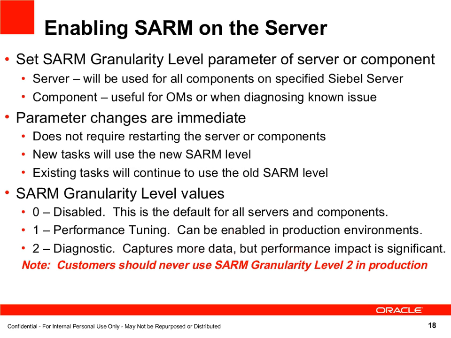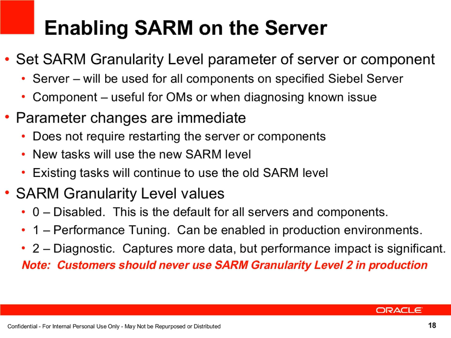Now, I mentioned before that SARM data has to be turned on. You have to enable SARM in order to make it begin collecting data. And the way that we do that is through a single parameter called SARM granularity level. The SARM granularity level is a parameter that can be set either on your Siebel server or for specific components on the Siebel server for which SARM has been enabled. For example, your object manager. There are other components, especially object manager-based components like workflow, that can also use these SARM parameters.